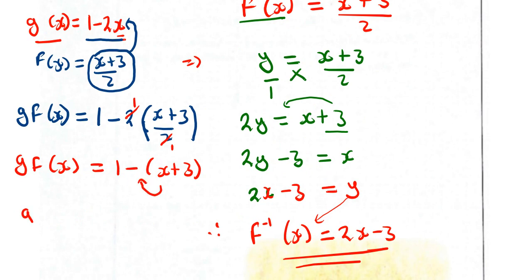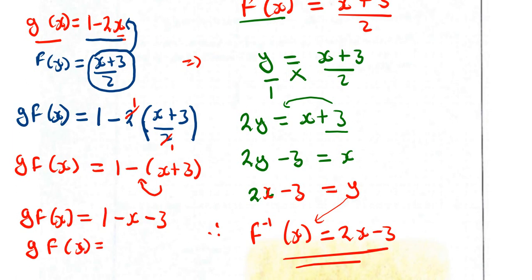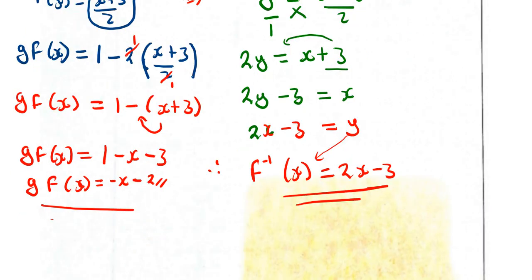So gf of x is going to be equal to 1. Then what's right before the brackets is a negative, so it's going to be negative times x, that is negative x. Negative times positive 3, that is negative 3. So gf of x is equal to negative x. When you group like terms, the numbers, when you subtract, you're going to have negative x minus 2, like that. It means that you have solved and you have found your function called gf of x.